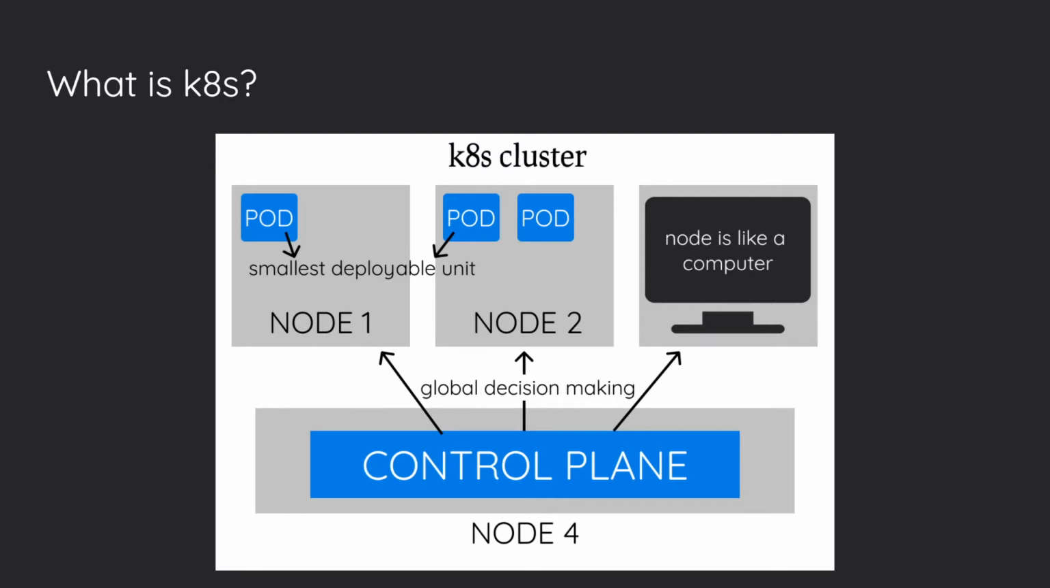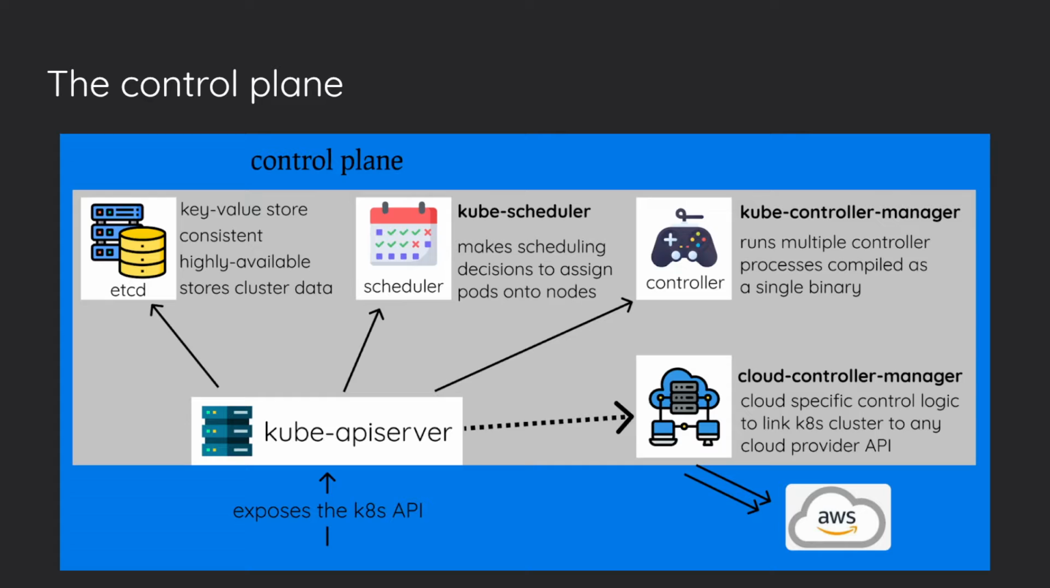You can see this depicted in this diagram where all the components of the control plane are run on node 4. The node on which the control plane runs is typically called the master node. The control plane contains 4 main components and 1 optional component as shown in this diagram. The main components are Kube API Server, etcd, Kube Scheduler, and Kube Controller Manager. If your cluster needs to be interfaced with cloud providers like AWS or Google Cloud, you will also need a Cloud Controller Manager component in your K8s.